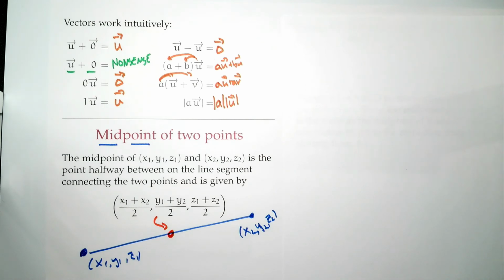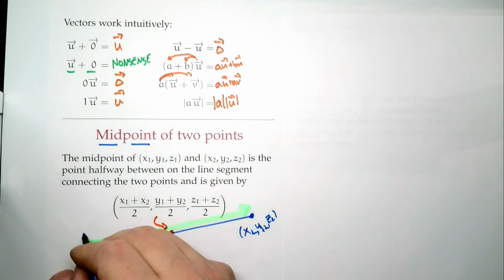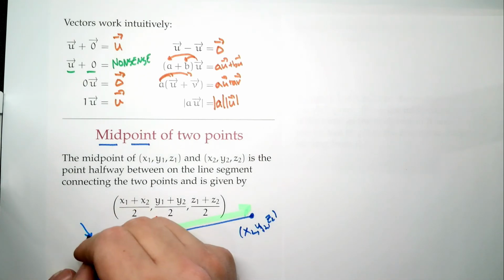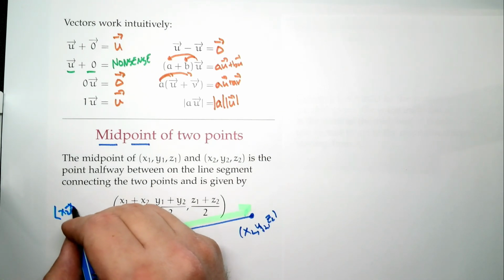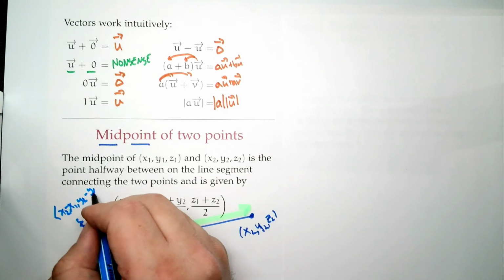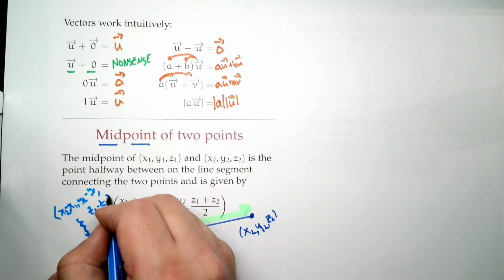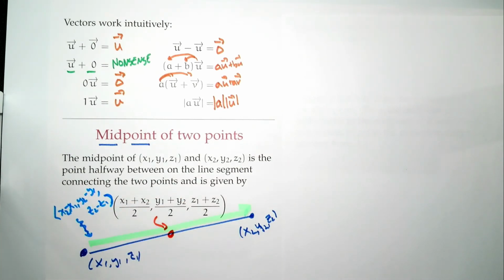We have vectors. So what you can do is say, look, here's a vector that goes from x1 to x2. It's not a very bright vector, but you can see it. And this vector is what? It's x2 minus x1, y2 minus y1, z2 minus z1. That's a vector. Now, I want a vector that doesn't go the whole length. I want a vector that goes half the length.